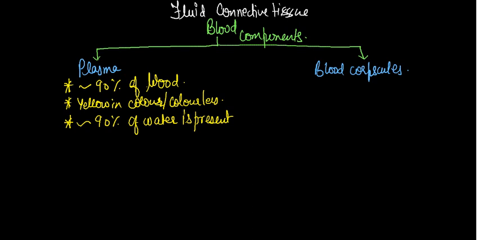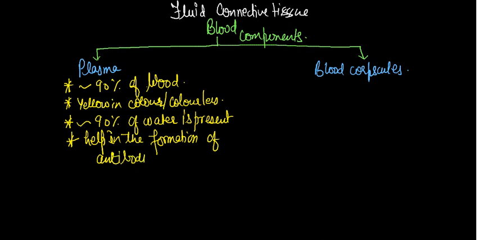Clear? In the COVID situation, you know about plasma therapy, that plasma also helps in the formation of antibodies. Some more things about plasma: it also helps remove carbon dioxide from the lungs a little bit, and it removes nitrogenous waste products from the kidney, but later we will discuss it.